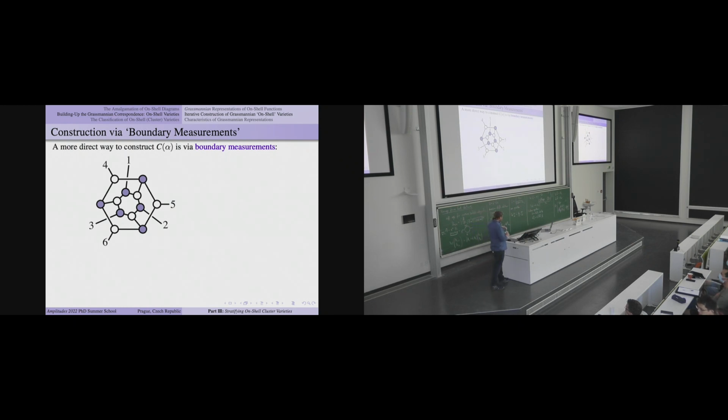This is a lot easier. If I asked you a question, what is the on-shell geometry, the parameterized C matrix associated with some diagram, this is the easiest way for you to compute it. It's called boundary measurements. And it works as follows. You first give it what's called a perfect orientation.